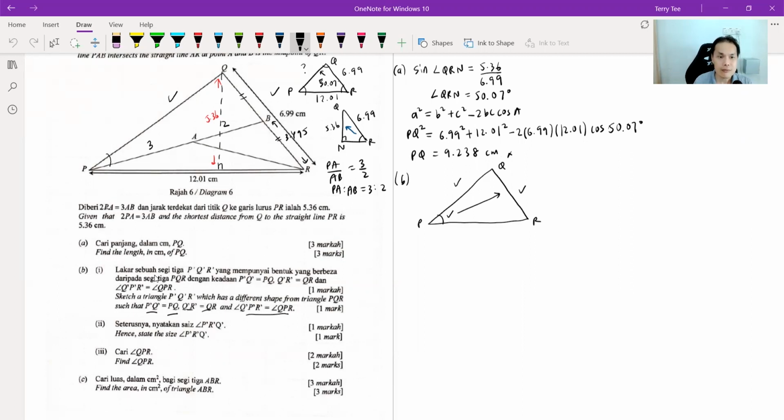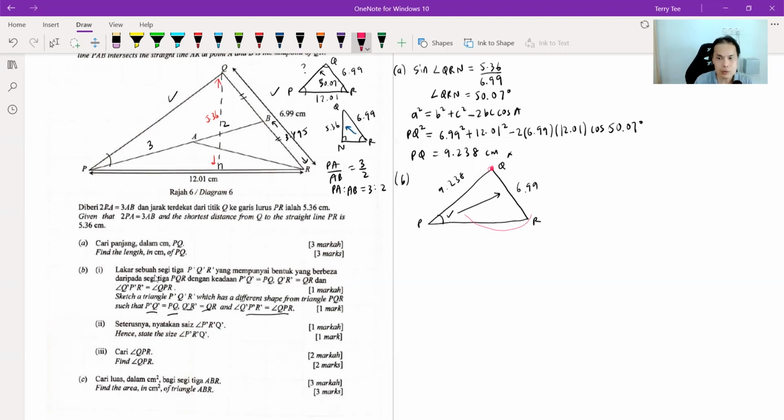Number two, the two given lengths that you have, I already know this length, 9.238, and this length, 6.99. They both meet here at Q. So you're going to treat Q like your hinge, like a door hinge that you can flip open and close. So this is your hinge, the point. I'm going to flip this inside like this.